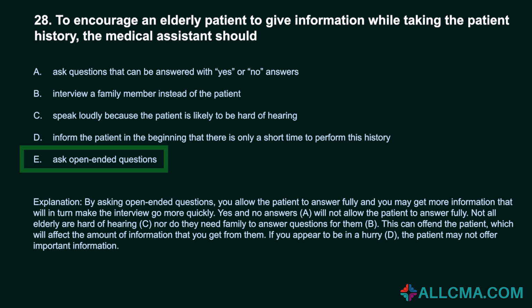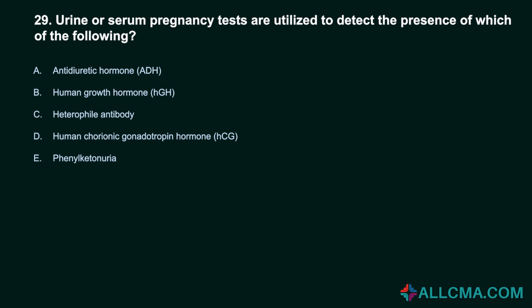29. Urine or serum pregnancy tests are utilized to detect the presence of which of the following? A. Antidiuretic hormone, ADH. B. Human growth hormone, HGH. C. Heterophile antibody. D. Human chorionic gonadotropin hormone, HCG. E. Phenylketonuria. Correct answer, D. Human chorionic gonadotropin hormone, HCG.